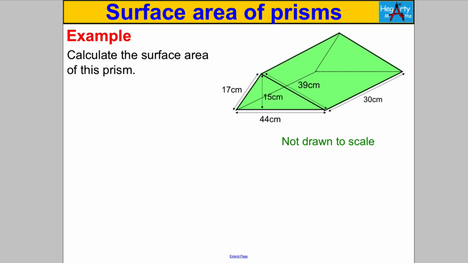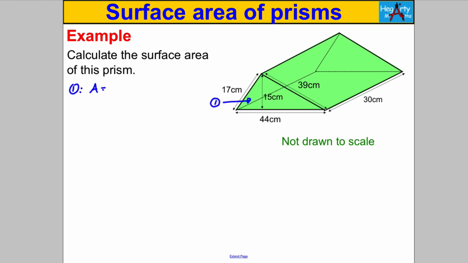Next question, pause the video, have a go. Very similar here, we've got a triangular prism. Let's start off by working out the area of the front triangular face. So now the base here is 44, and the perpendicular height is 15. Please ignore the 17 and 39, they're not relevant for the area of a triangle.